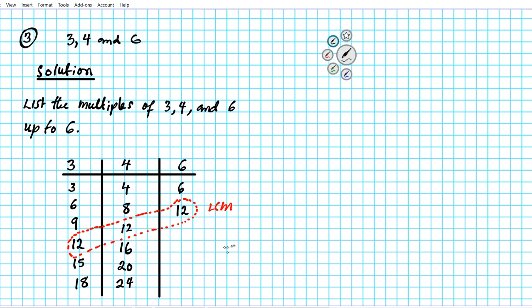So for number 3, the least common multiple or LCM of 3, 4, and 6 is 12. So 12 is the smallest number that these three can go into evenly. 3 goes into 12 4 times, 4 goes into 12 3 times, 6 goes into 12 2 times. All right? Okay. So now is your time to do some practice problems.